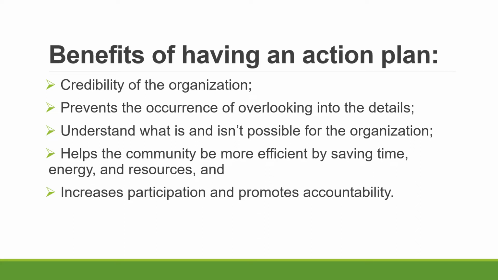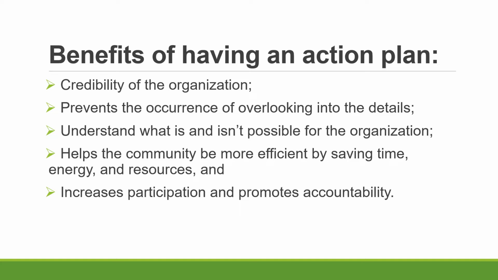So what do we mean by this? When saying overlooking the details, these are the small problems or even major issues or concerns that might arise in the future. But having an action plan, you should be able to address and foresee. You should have a good foresight. Foresee what are the possible problems occurring in the future. Number three, understand what is and isn't possible for the organization. Because in laying down your action plan, you need to have your objectives, and objectives should be SMART.